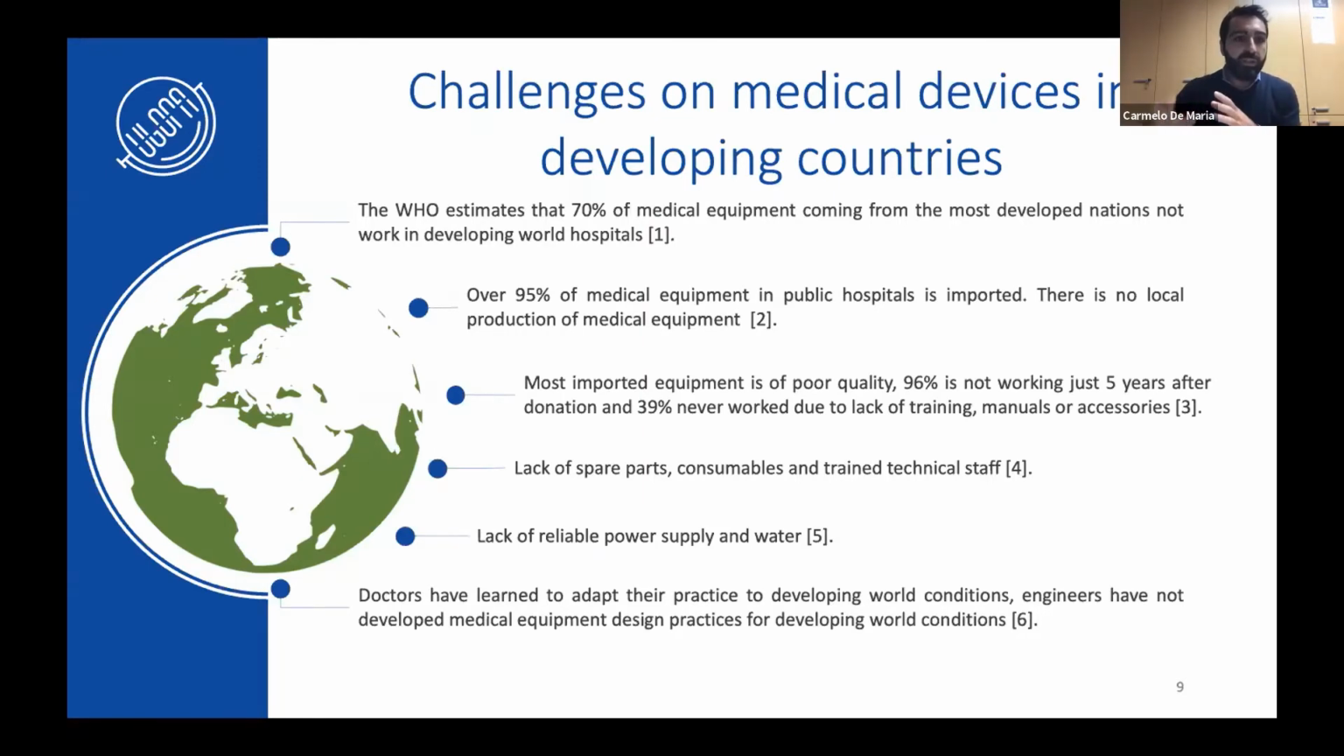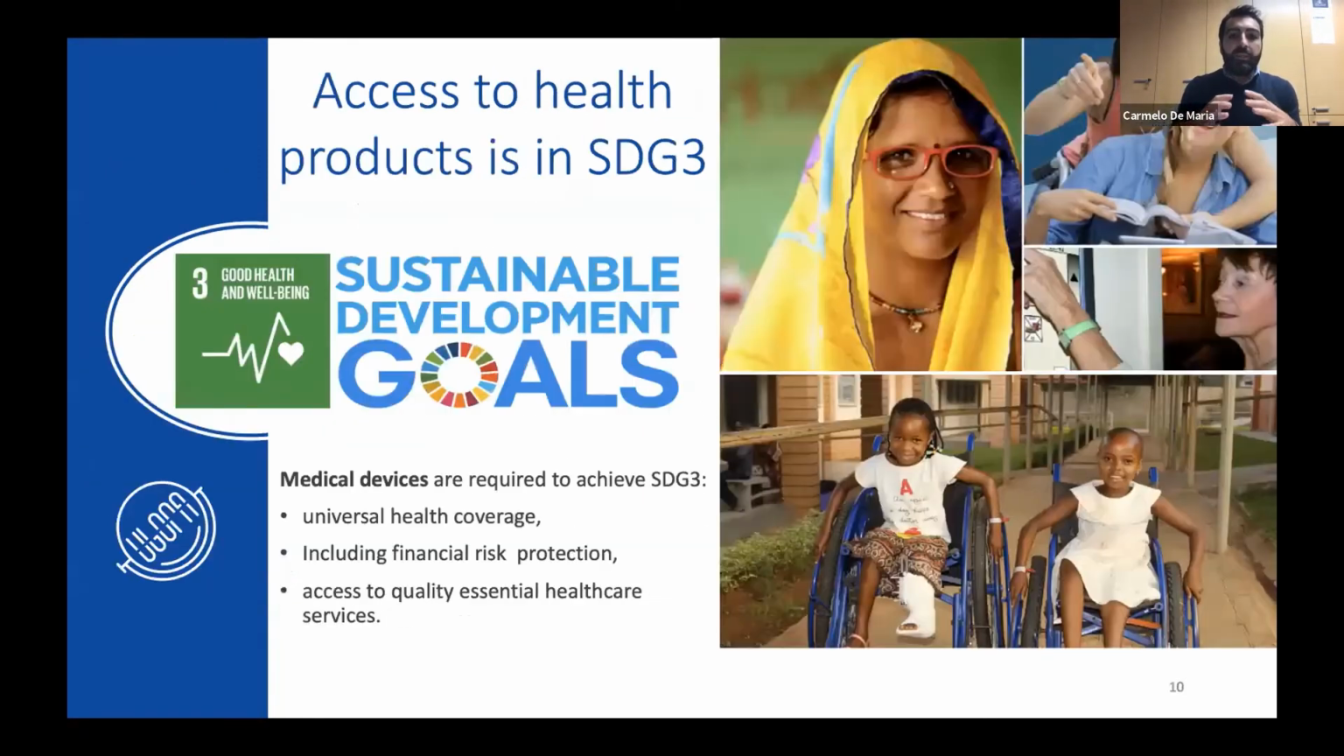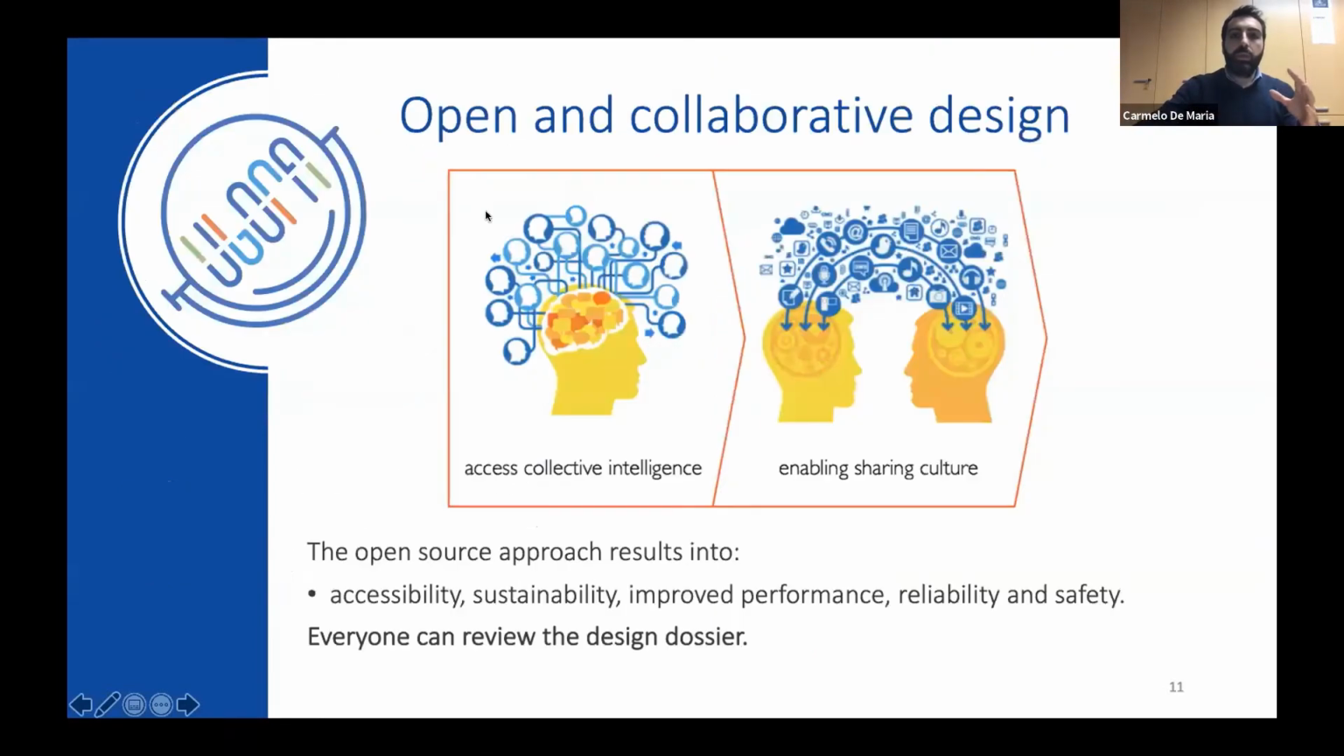So we need to shift the perspective. And I mean, this is a must in the SDG number 3 for good health and well-being. And this is the framework in which we are living. So we try to think, what is the role of open and collaborative design? Can this approach in design do better than the current situation?